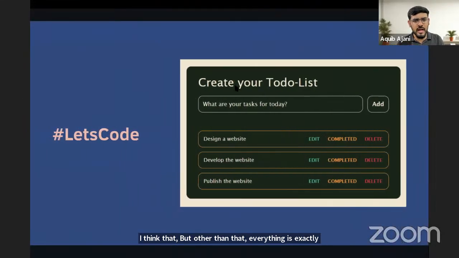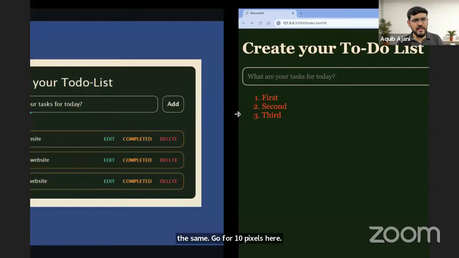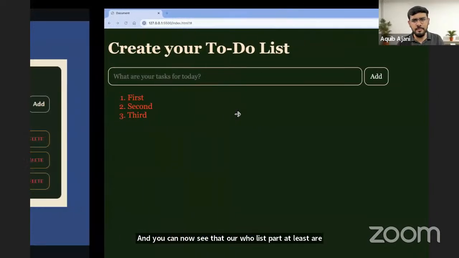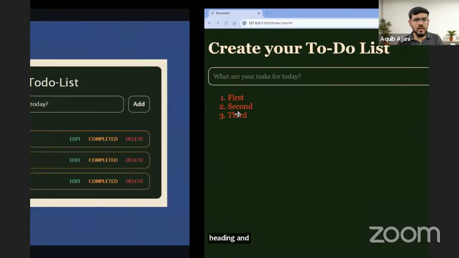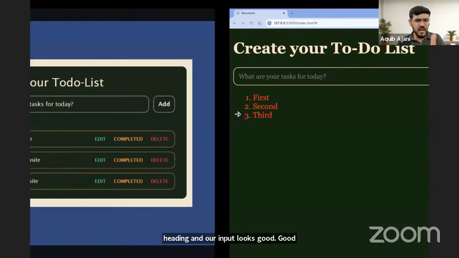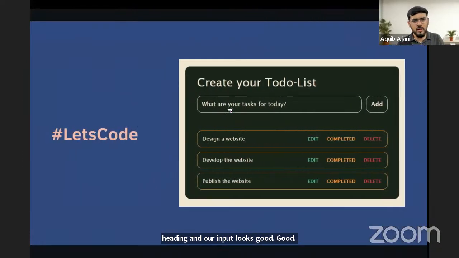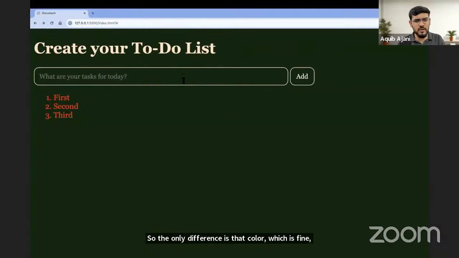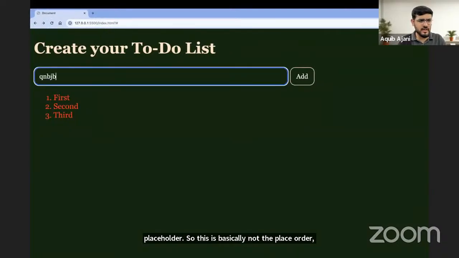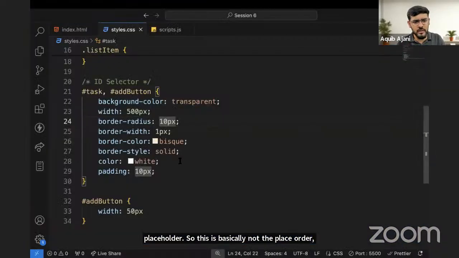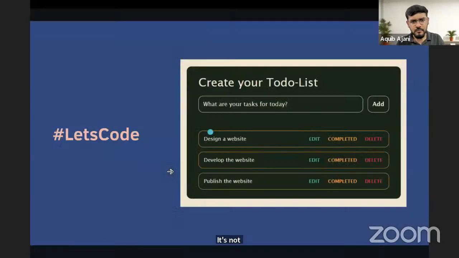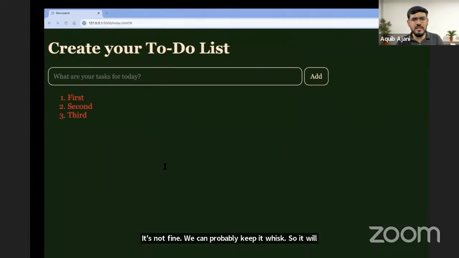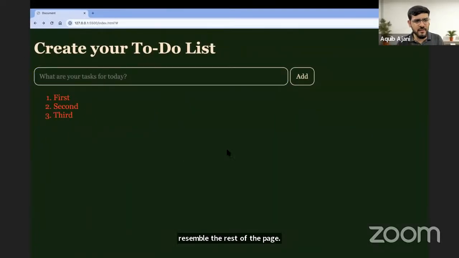And you can now see that our to-do list part, at least our heading and our input looks good. Okay. So the only difference is the color, which is fine, placeholder. So this is basically not a placeholder, but a value, but this works fine. Instead of white, we can probably keep it bisque. So it will resemble the rest of the page, right? So this is a little bit of CSS that we have done.